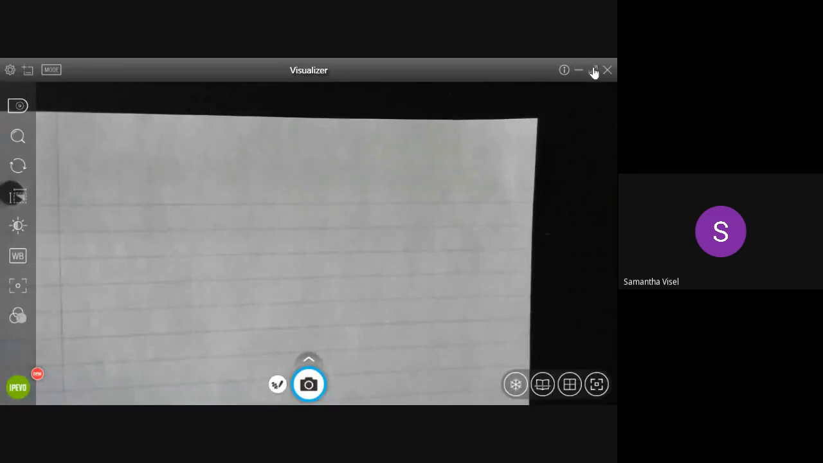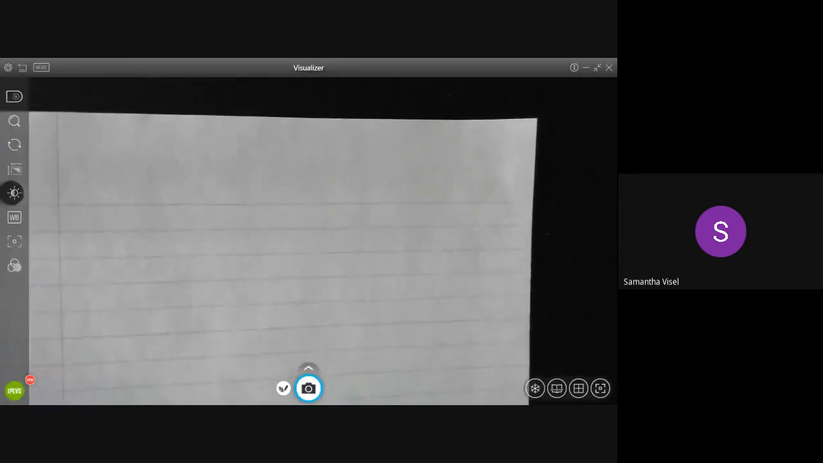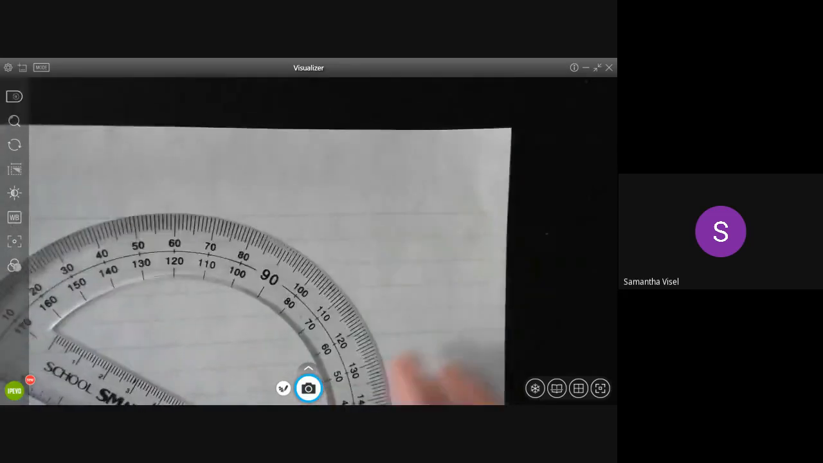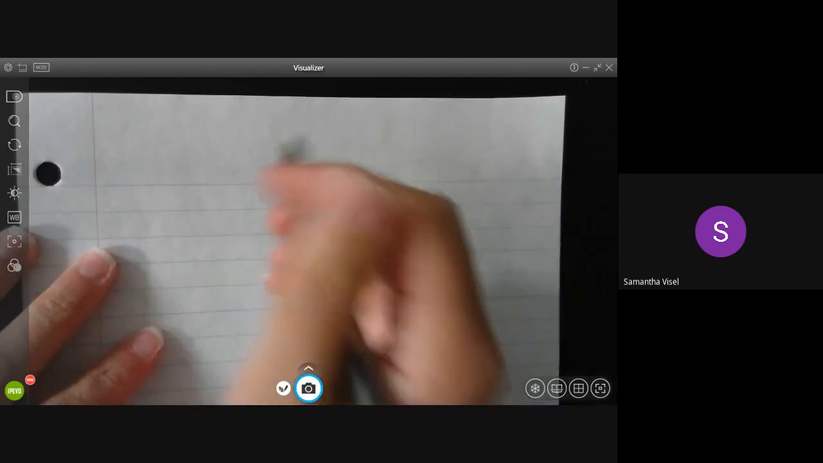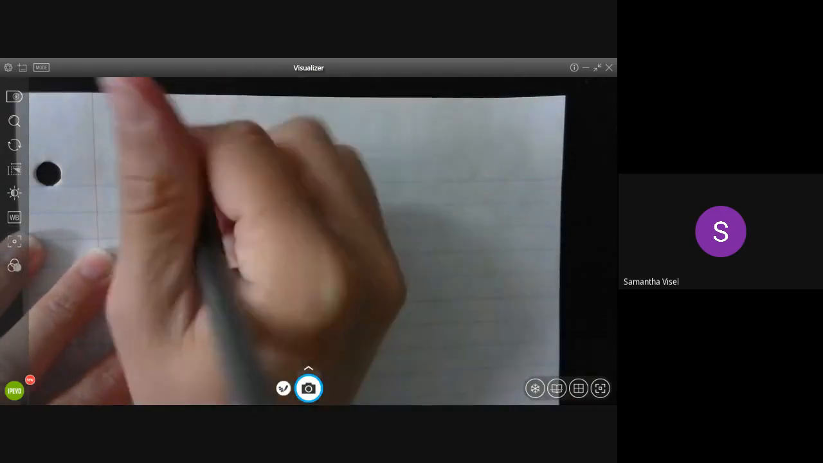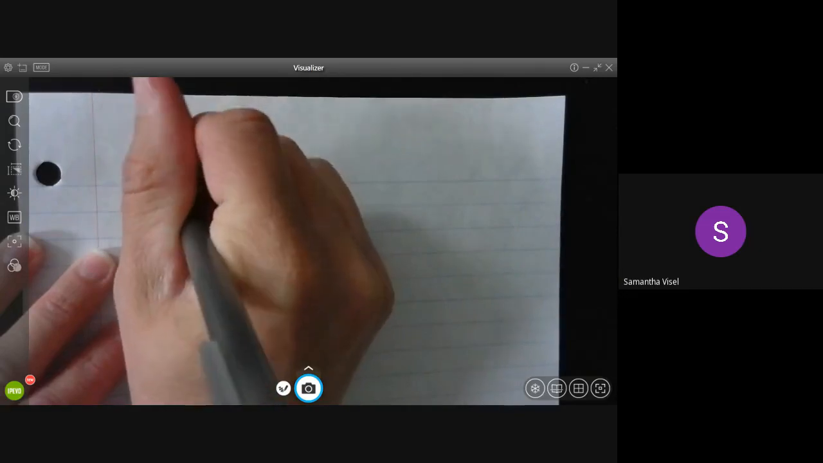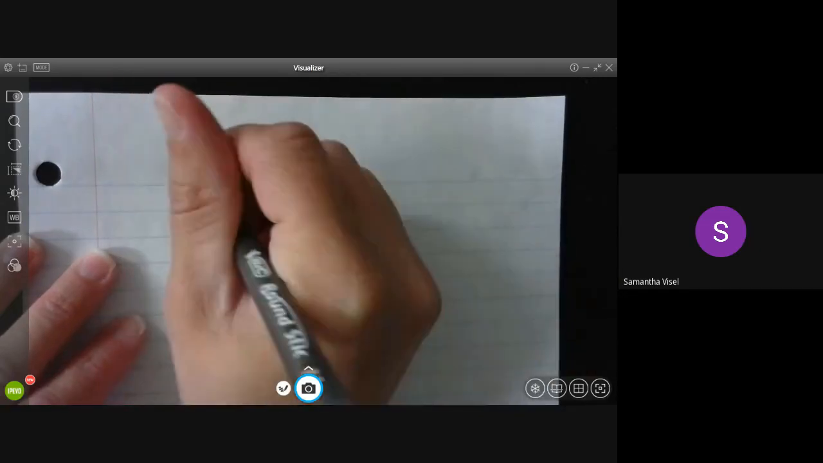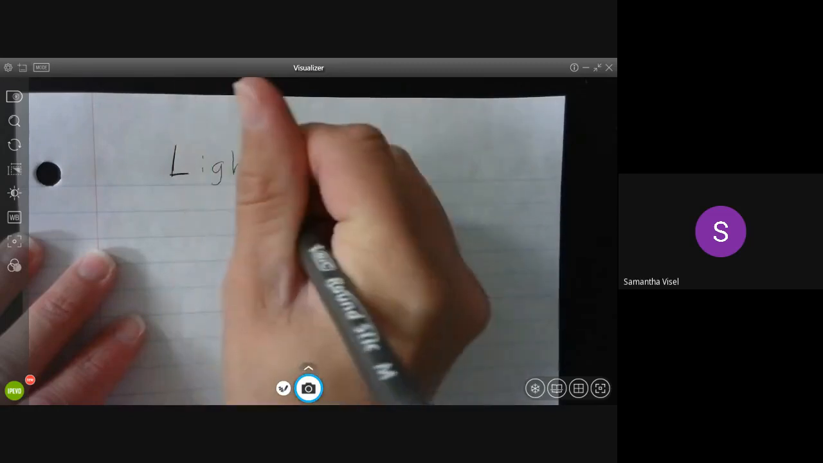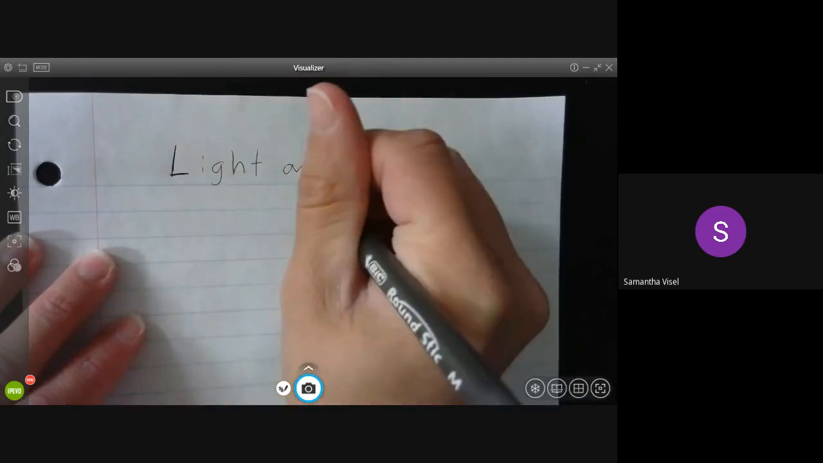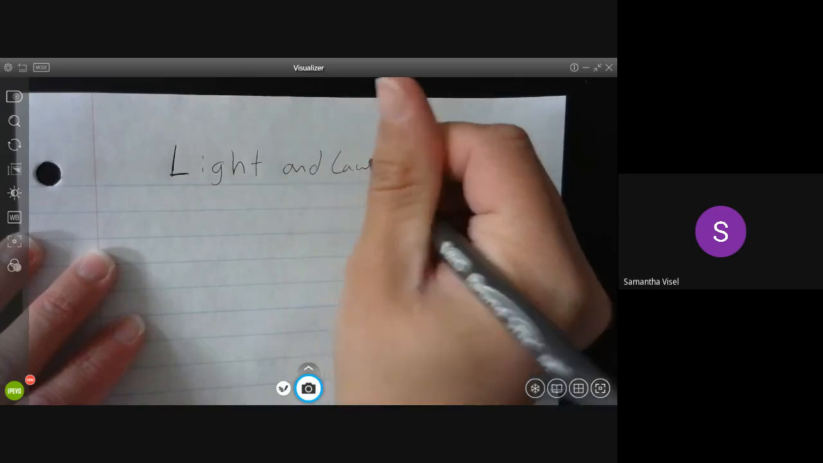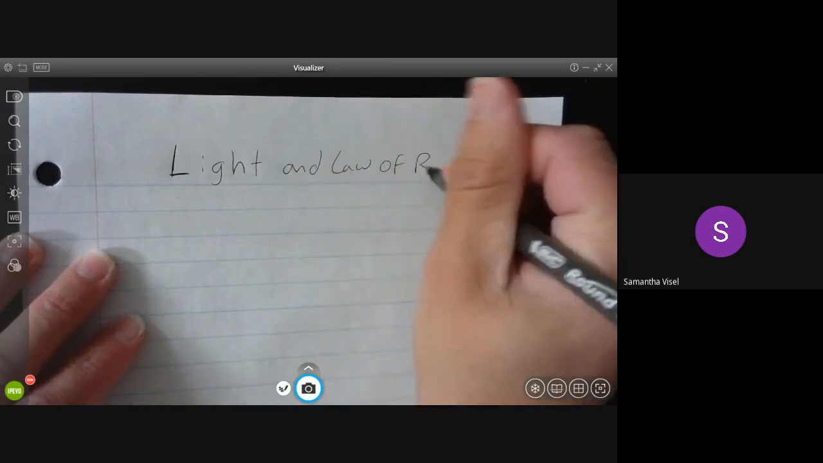All right, so paper should be out, should have our protractors in front of us. The title of these notes and the purpose of these notes today is to look at a couple phenomena that is involved with light, our visible light portion of the spectrum, as well as the law of reflection. So go ahead and title your notes Light and Law of Reflection.